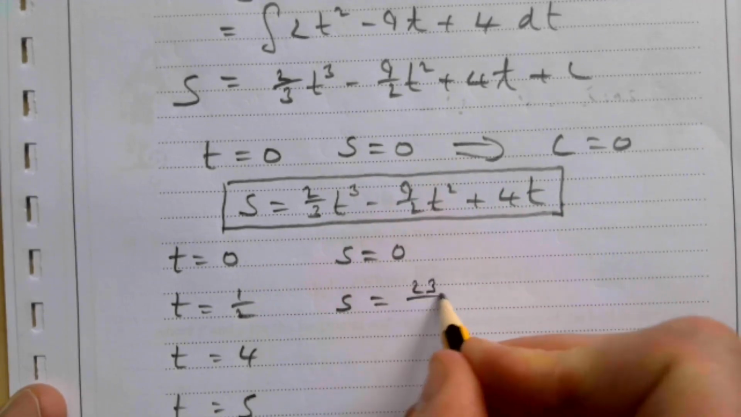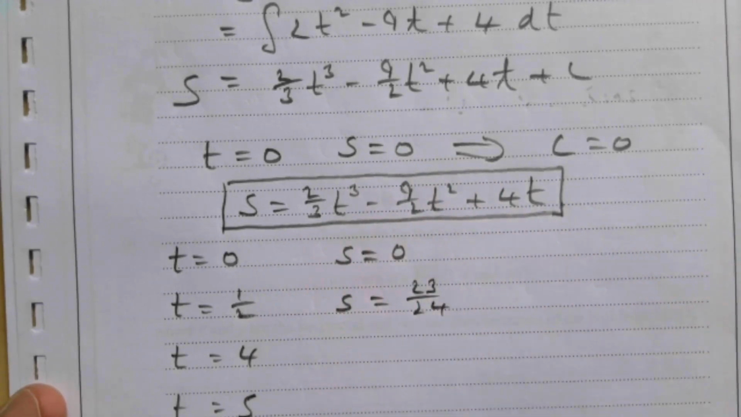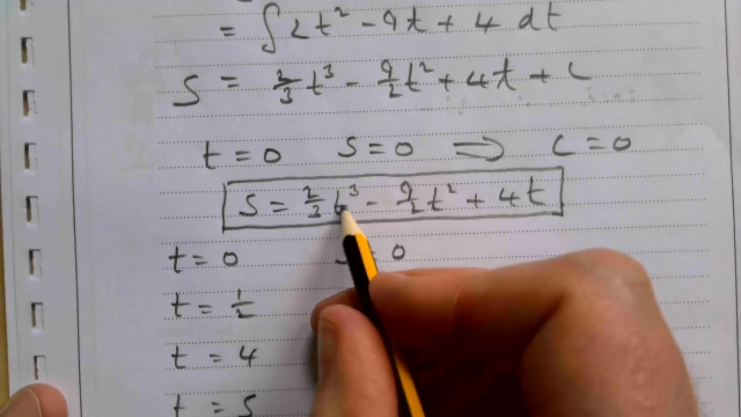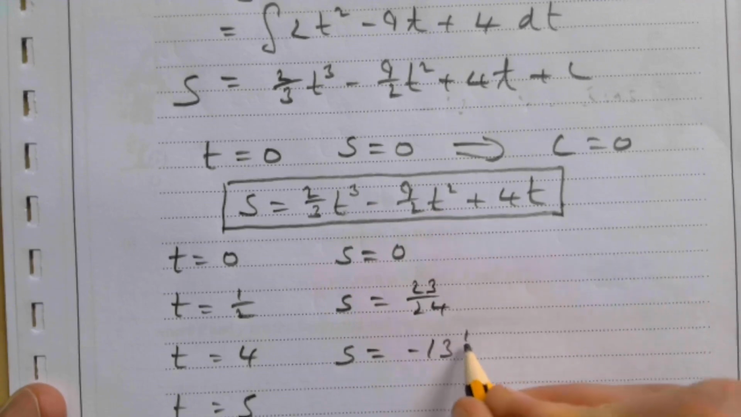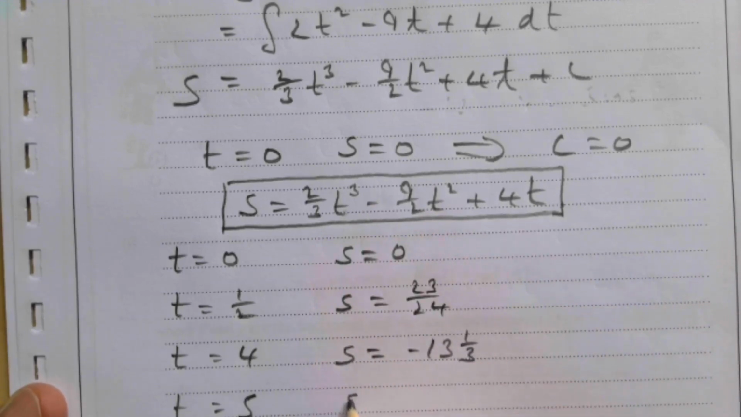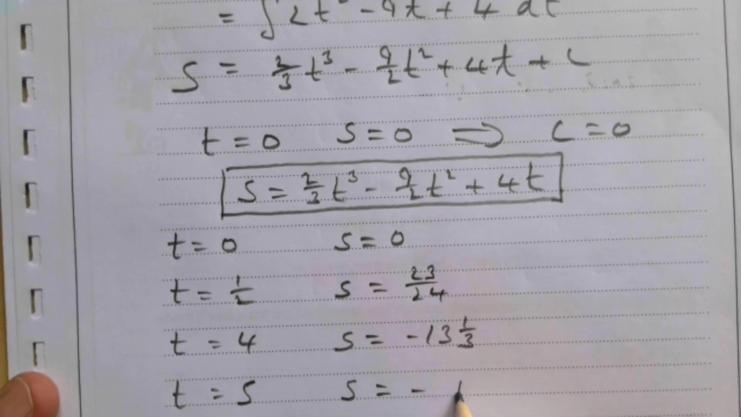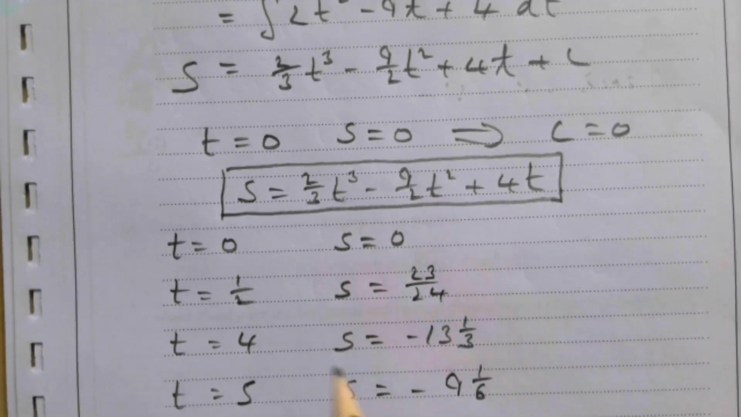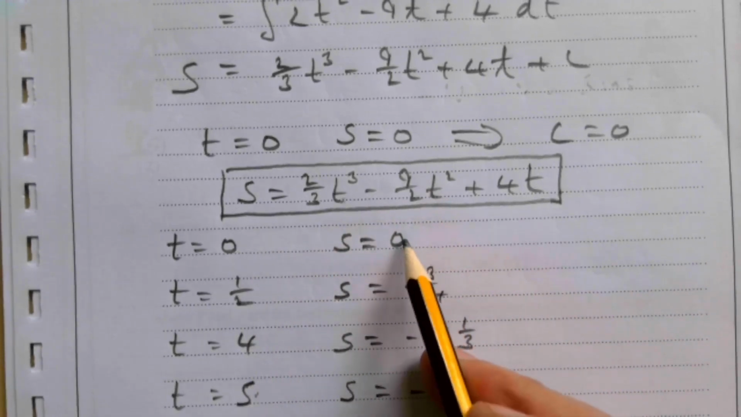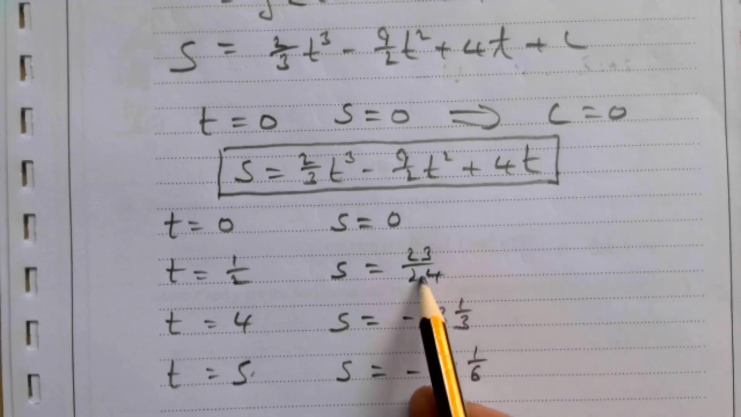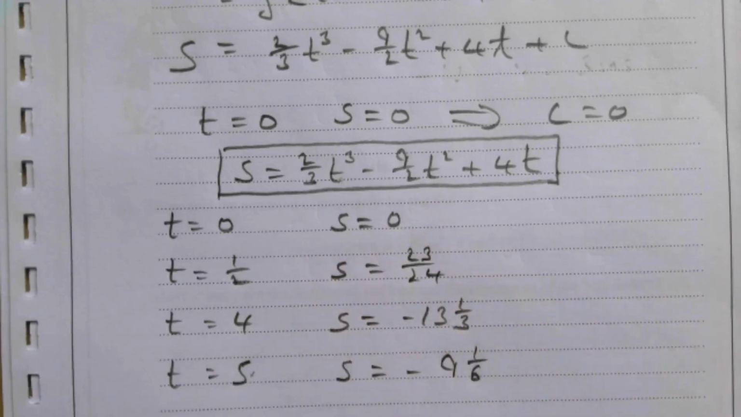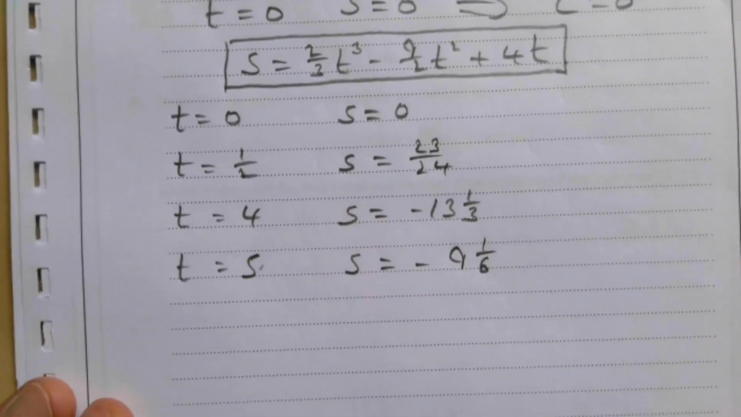get there 23 over 24. Whenever t is 4, so exchange my t then for a 4, its displacement is minus 13 1/3, and whenever t is 5, its displacement is minus 9 1/6. So a thing that people mistake all the time is to put in 0, to put in 5, and to think, right, it started here, and then after 5 seconds it's here, so it's travelled 9 1/6 meters backwards. That's not correct, because it's gone forward first, and then backwards, and then back on itself. So we just need to try and work out what's happened here.